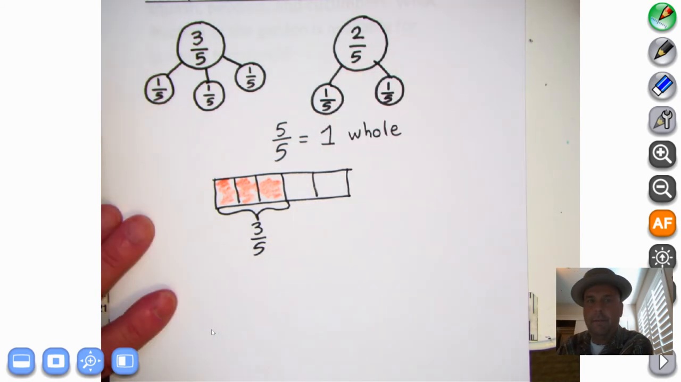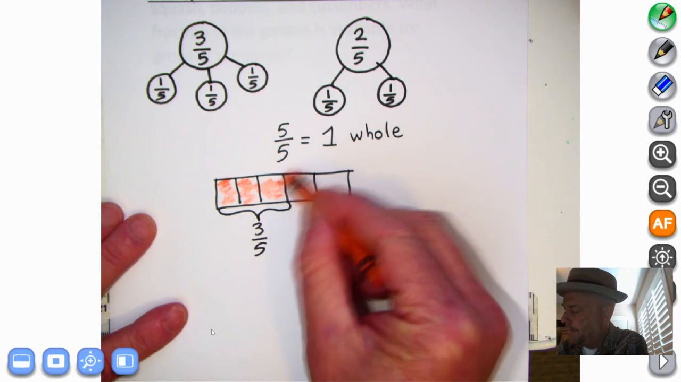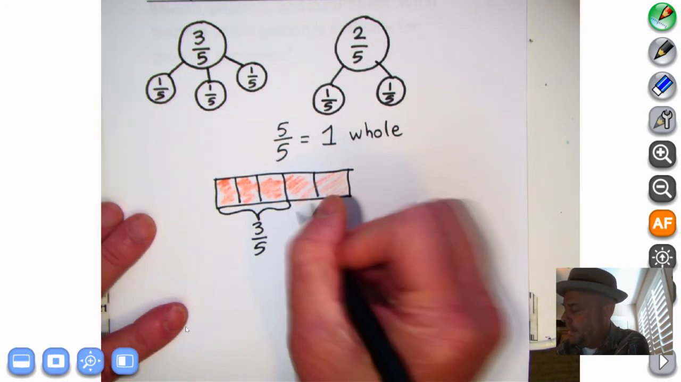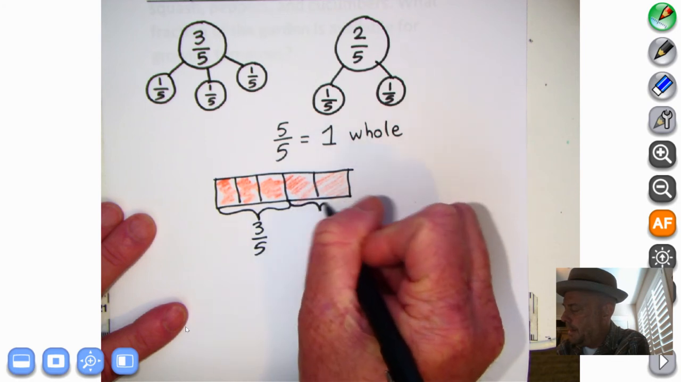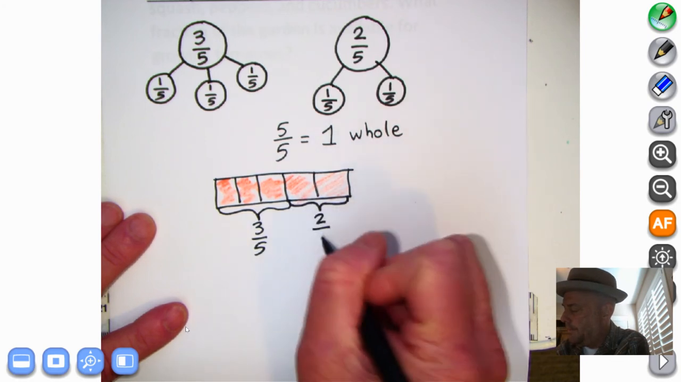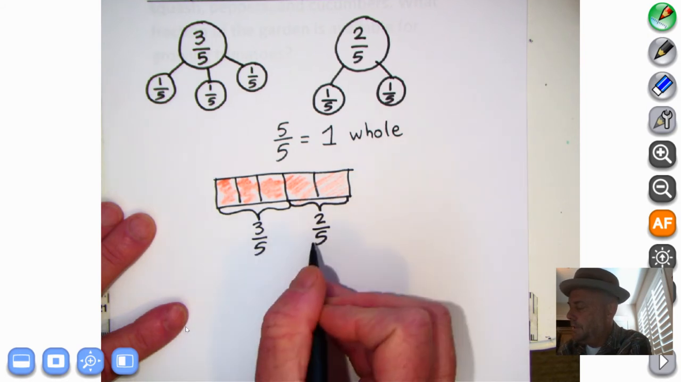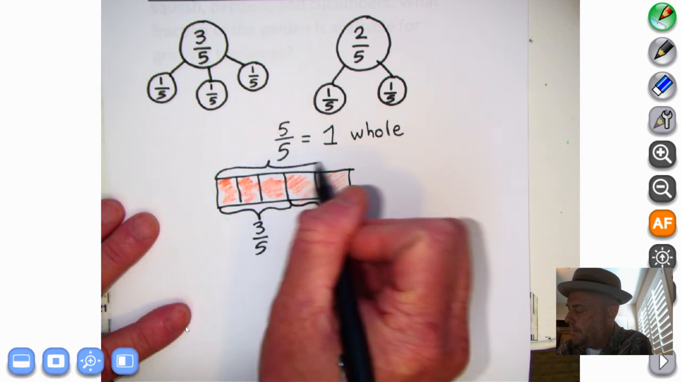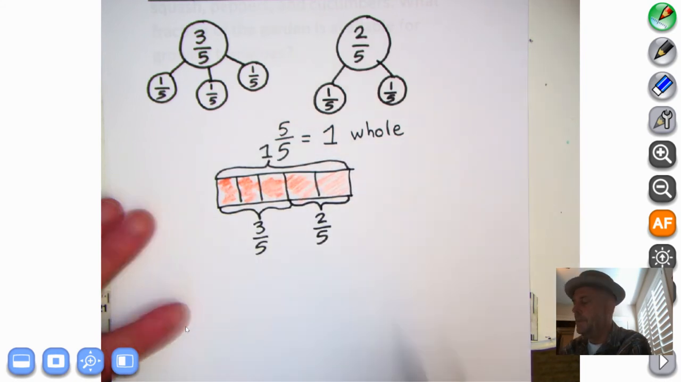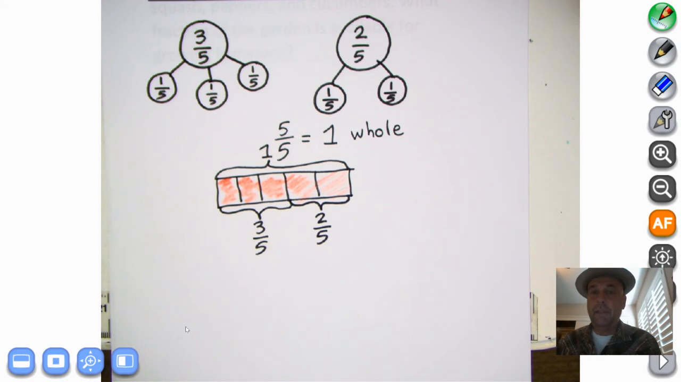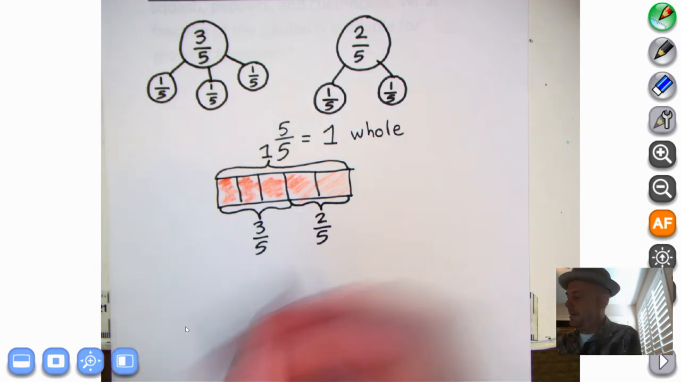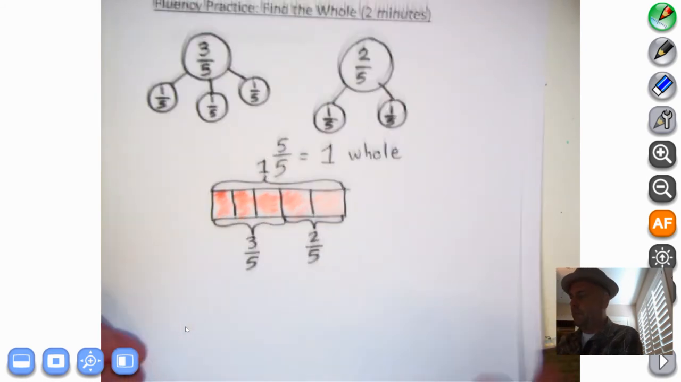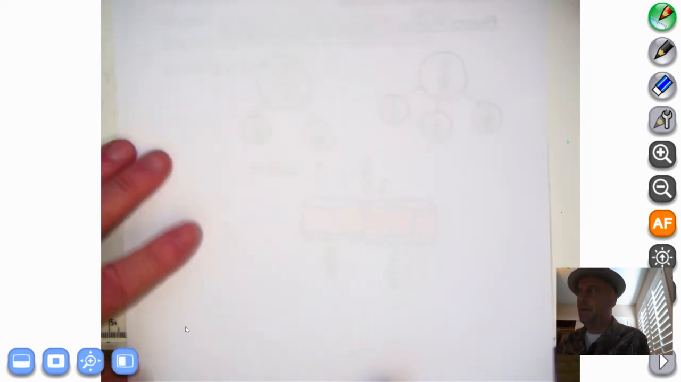What do I have over here? I have 2/5. And there we have 2/5. 3/5 plus 2/5 equals one whole. And if Mr. Leggett was thinking right, I would have done this with a little more room and put my one whole up there. So 5/5, one whole. Okay, that got a little confusing there. Let's try something else. Let's try another one before we move on to the application problem.